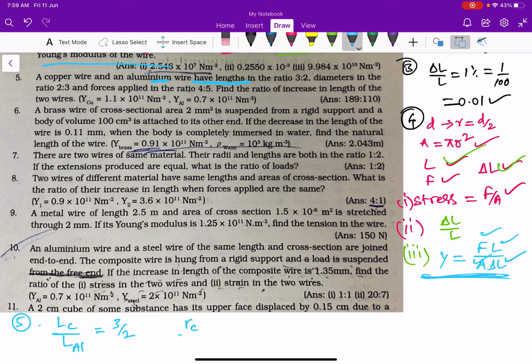So radius of copper to radius of aluminum is 2:3. And the forces applied are in the ratio of force on copper wire to force on aluminum wire, 4:5. Find the ratio of increase in length of the two wires. Increase in length is delta L, so we need to find the ratio of delta L of copper to delta L of aluminum.